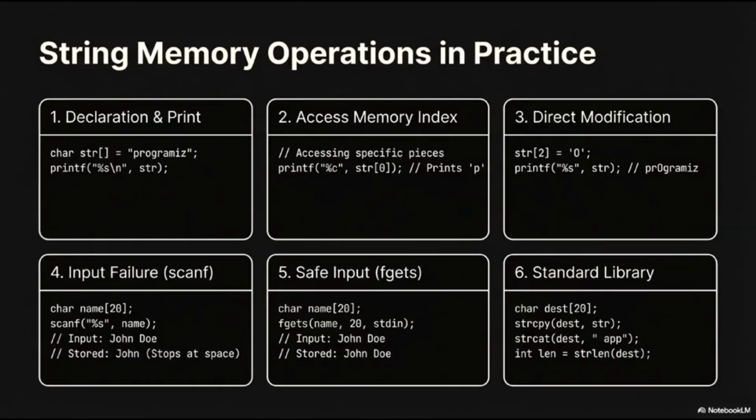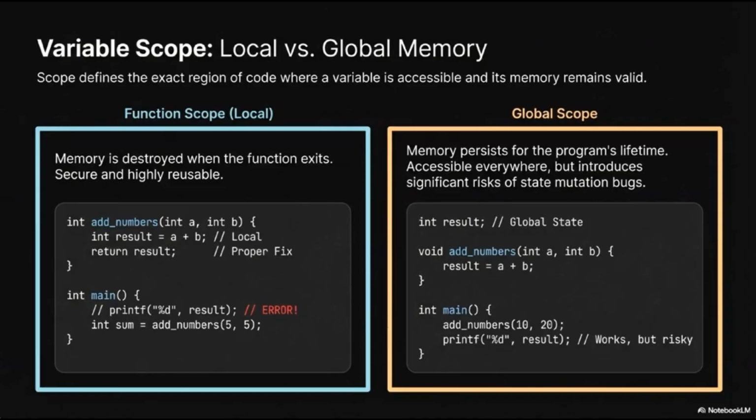Because strings are just character arrays, C gives us a whole library of functions to work with them. You've got tools to get a string's length, which just counts characters until it finds that null terminator, a function to safely copy a string from one place to another, and one to tack a string onto the end of another one.